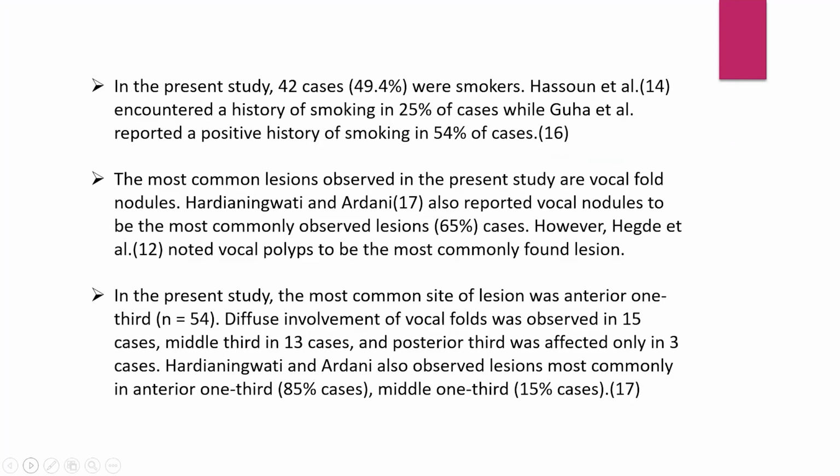42 cases were smokers, and the most common lesion was vocal fold nodules, which was in concordance with the Haringwani and the Ardani studies. In the present study, the most common site of lesion was found to be in the anterior one-third. Diffuse involvement was observed in 15, and the posterior third was affected only in 3. The Haringwani and the Ardani also observed the lesions most commonly in the anterior one-third. Next slide, please.